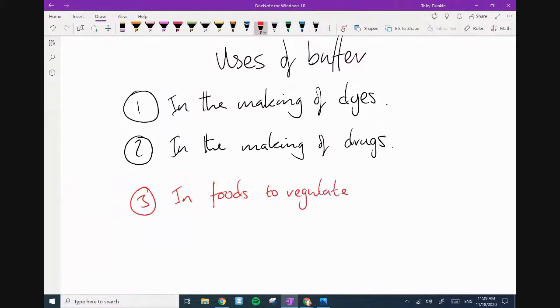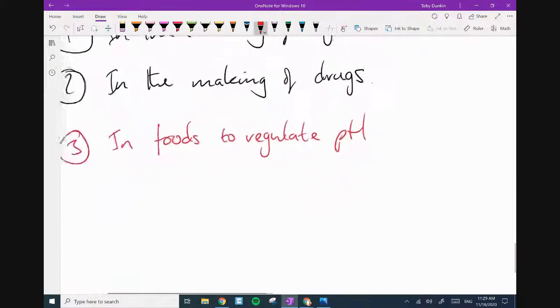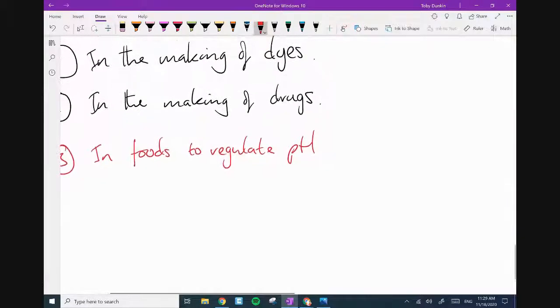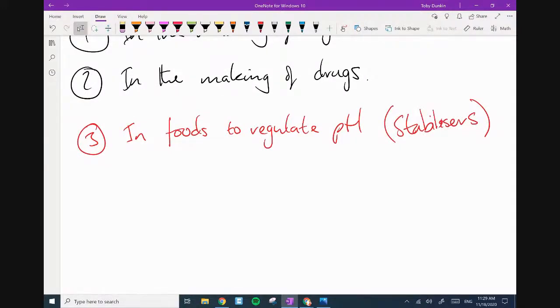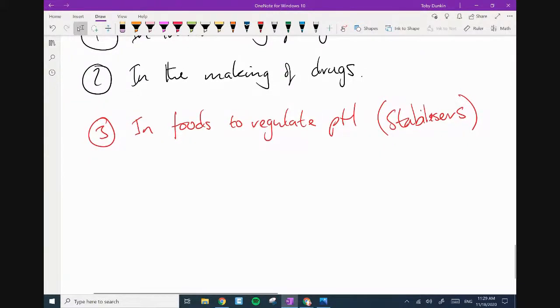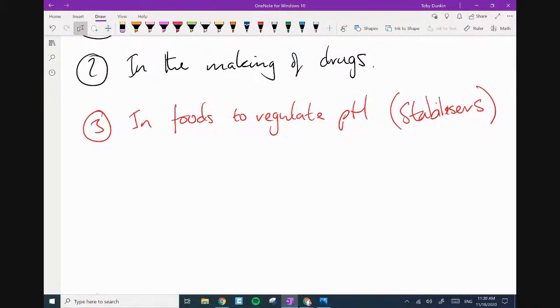To regulate pH, these are called preservatives or stabilizers, more commonly called stabilizers. Have a look at your Coca-Cola cans. They all contain buffers to regulate pH. Are dyes like angry indicators? Yes, kind of. They're more stable and less toxic. But yeah, kind of funny.